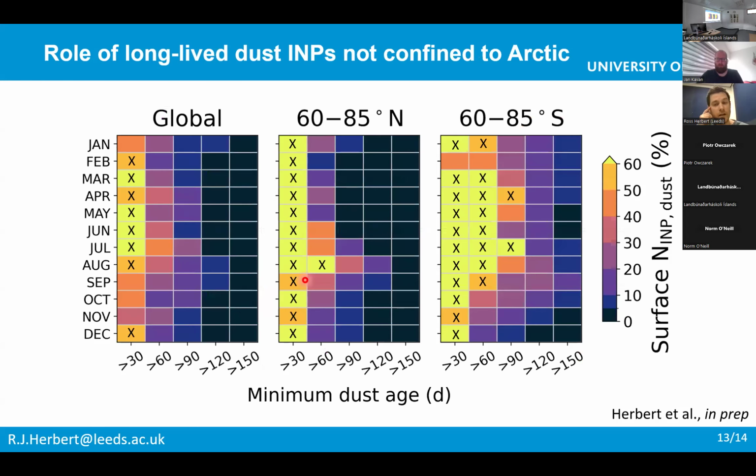So just a final slide here to say this isn't just confined to the Arctic. This is happening globally, really, and especially in the Southern Ocean. So we have the age of the dust here and its contribution, in these colors, to the total IMP concentration throughout the months. In the Arctic, we saw that in the summer months it really stood out that it was these older dusts contributing to and actually dominating the IMP concentration. These crosses just show when it's over 50%. When you move to the Southern Ocean, it's even more sensitive to these older dust particles.